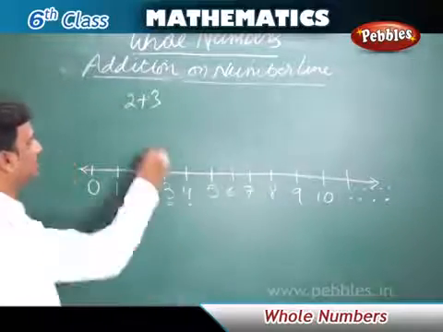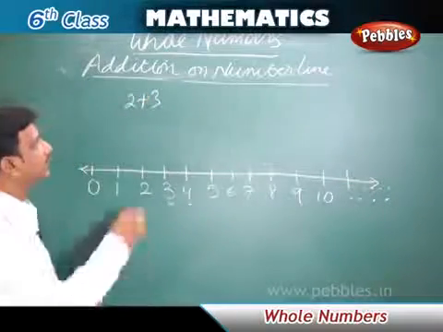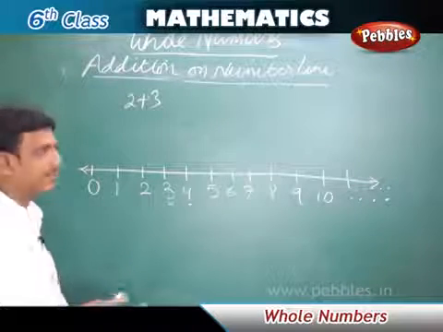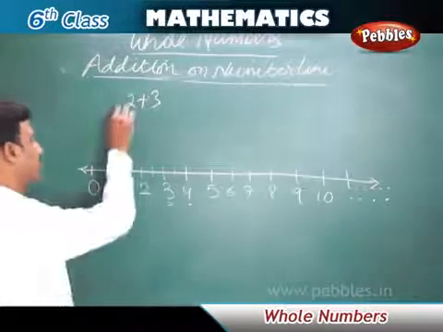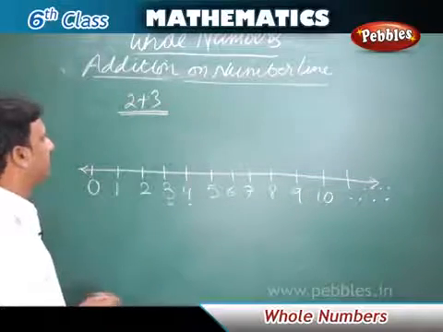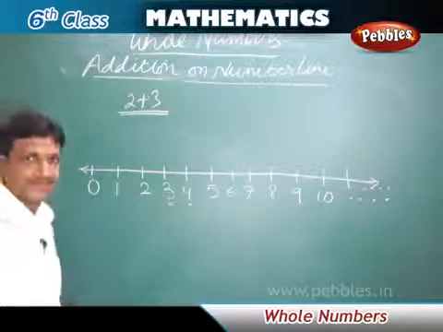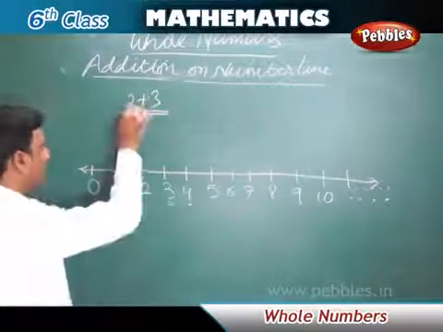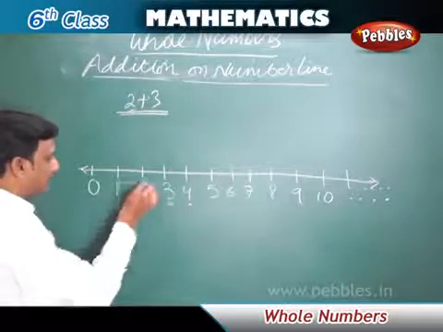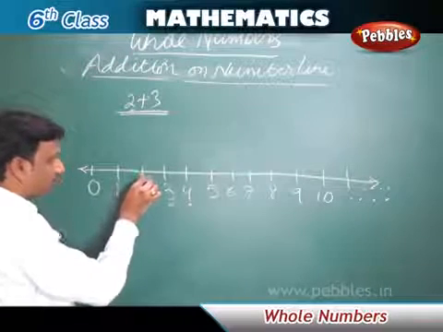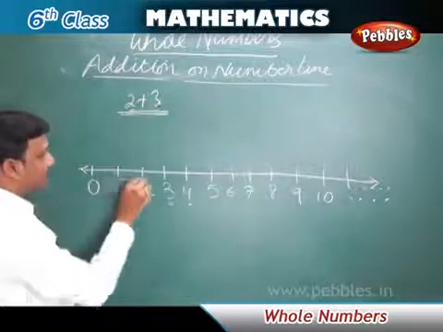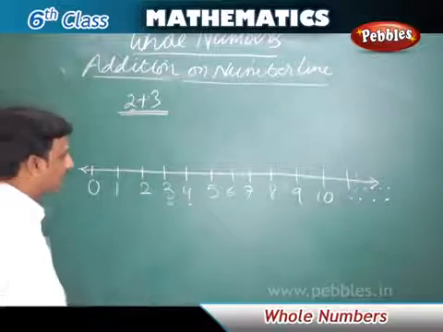Now we will see the addition of numbers on a number line. Here we are going to add some whole numbers using a number line. The addition given is 2 plus 3. So how to do this using a number line? The first digit is 2, so let us start at 2. Go to the number line and begin from 2. Plus 3 means you have to move 3 positions.